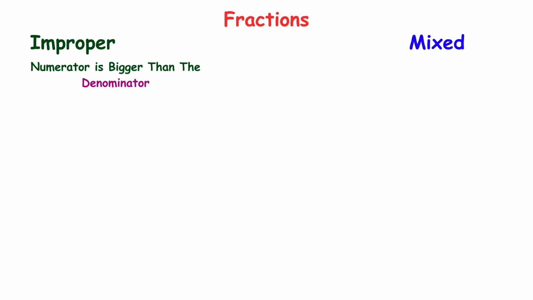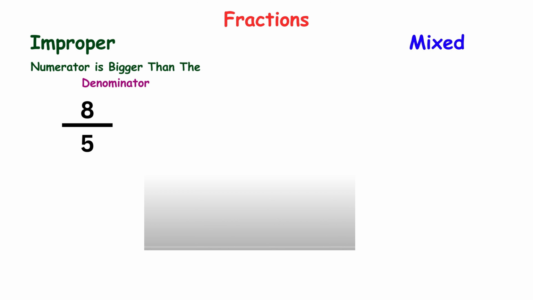In this video, we're going to look at two types of fractions, improper fractions and mixed numbers, and we'll see how to convert between the two of them. An improper fraction is one in which the numerator is bigger than the denominator, like in 8/5.